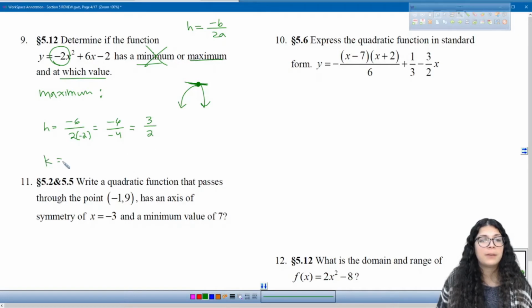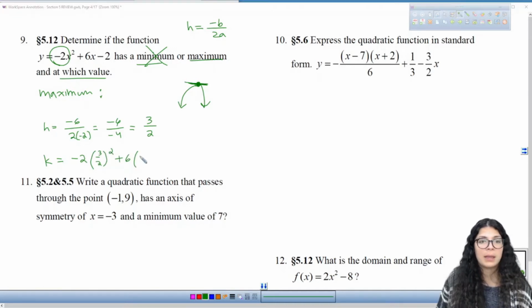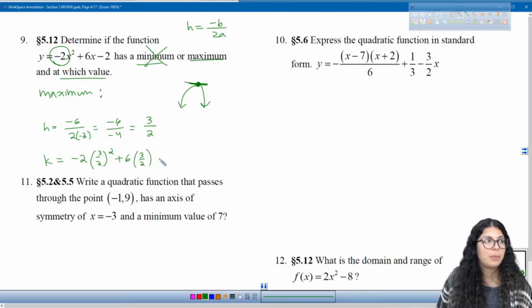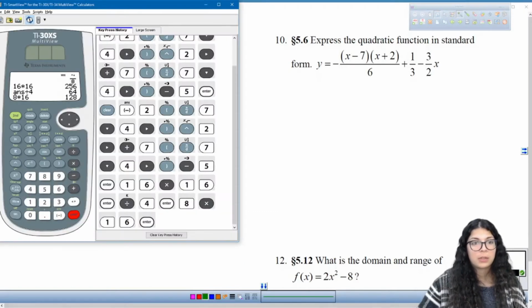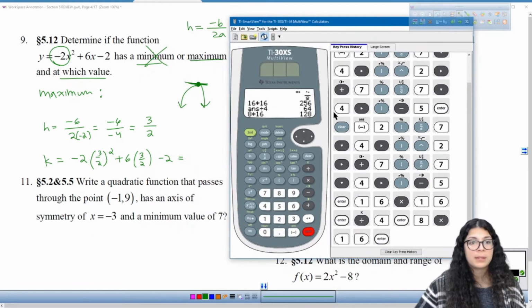Now let's plug that in to find the y value. If we plug that in, we get negative 2 times 3 over 2 squared plus 6 times 3 over 2 minus 2. And I taught you guys this in class, but you can actually use your calculator to type all of this in.